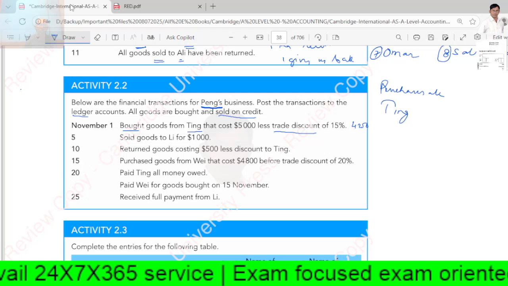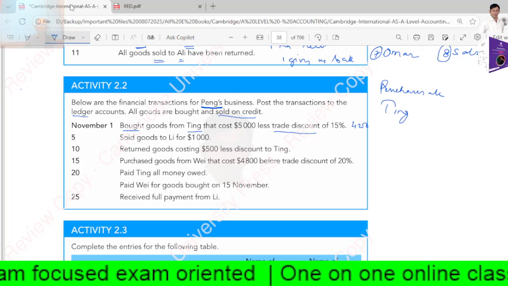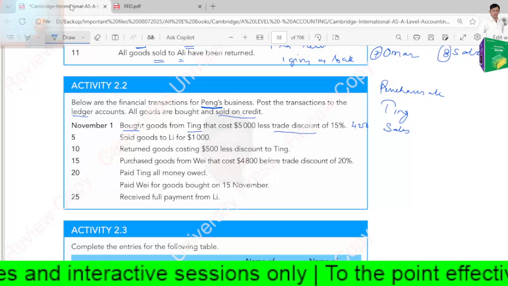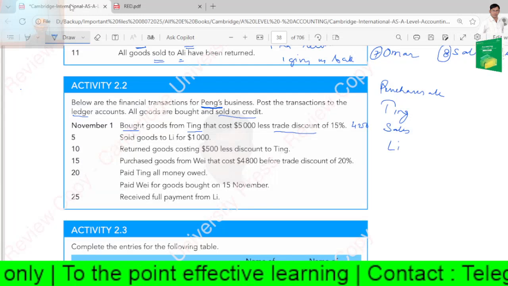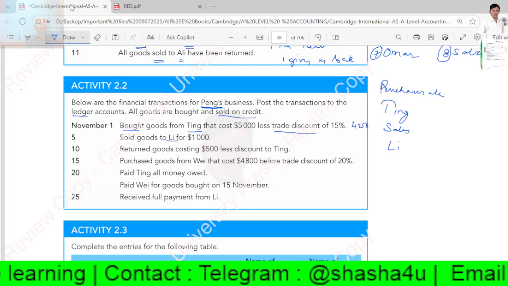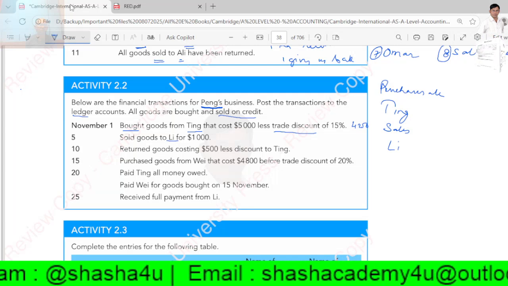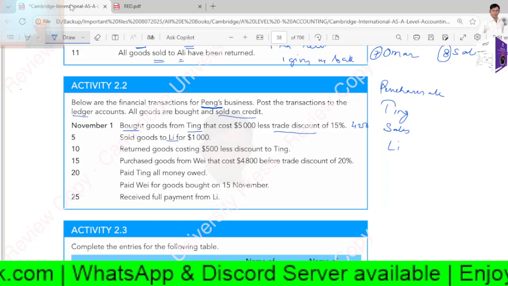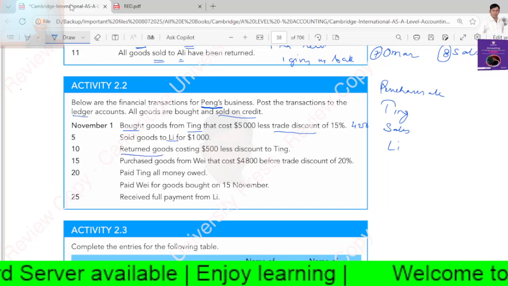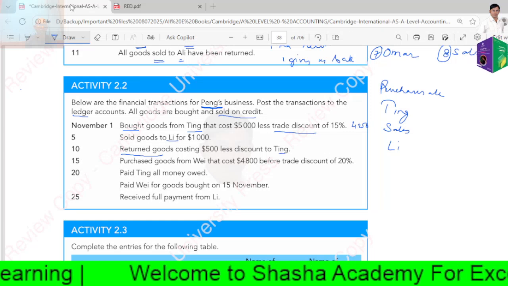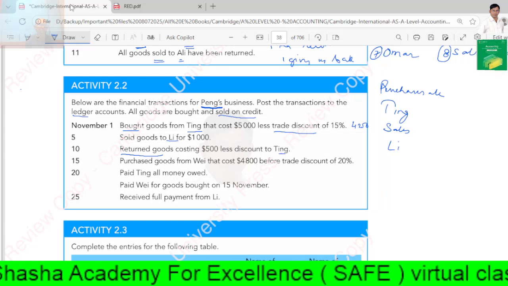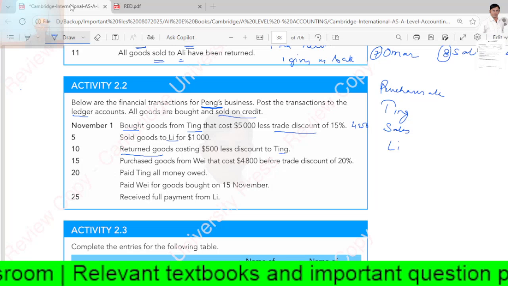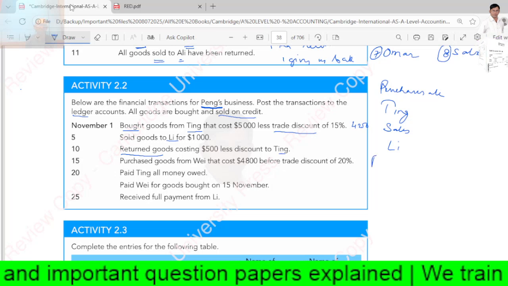So purchases account, Ting account. Sold goods to Lee for 1,000, so sales account, Lee account, 1,000. Return goods costing 500 less trade discount to Ting. Again you are returning the goods. Ting is a supplier, so we are returning goods. Returning means only those goods which we have purchased will be returned. So these are purchase returns.